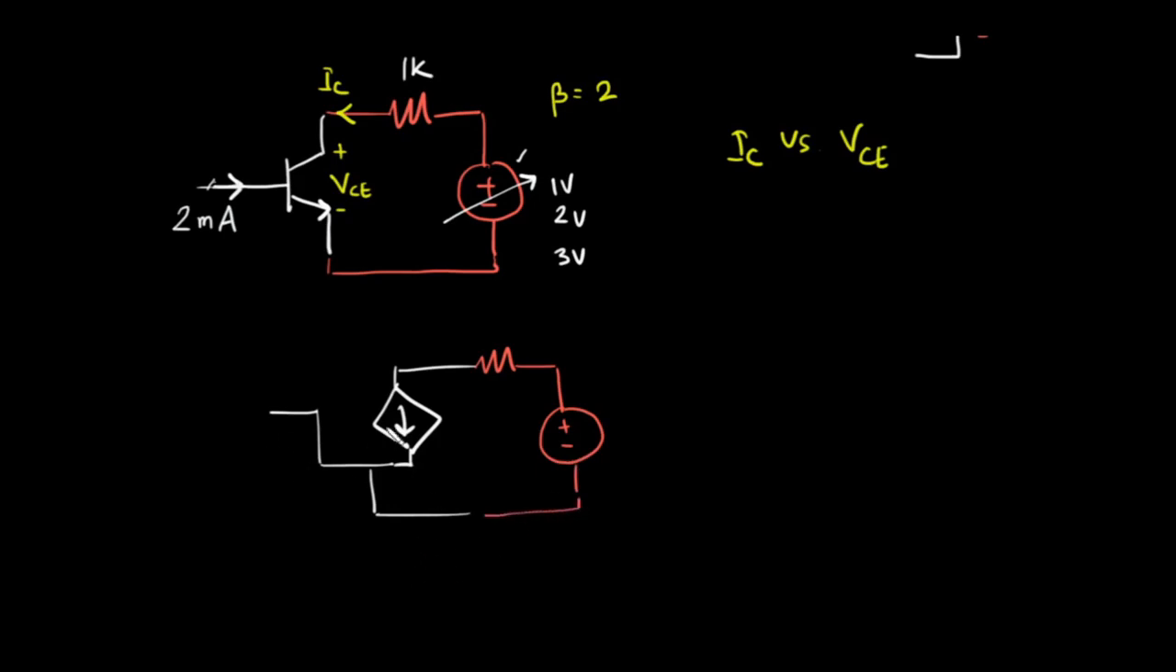All right, so since the input current is 2 milliampere, this is 1 kilo ohm, and the output current, since beta is 2, then the output current will be 4 milliampere, right? Simple as that. Now suppose I want to draw the IC-VCE characteristics.